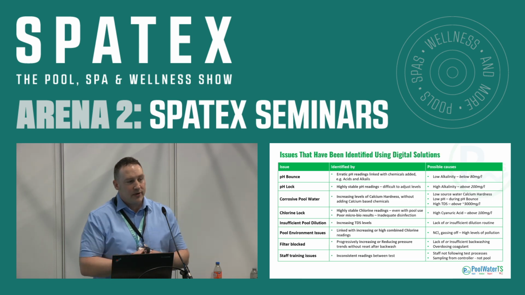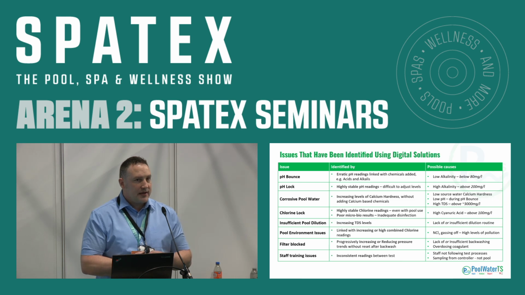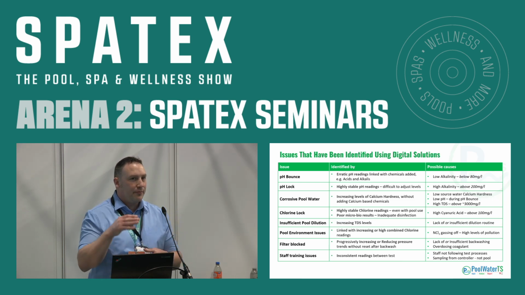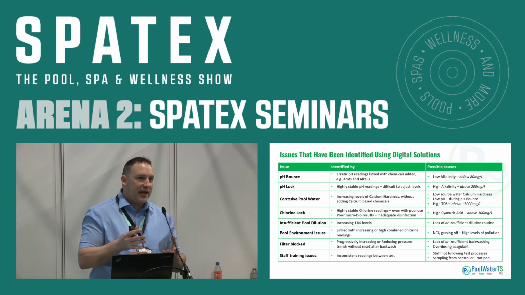Pool water environment issues as well, linked with combined chlorine. There are a lot of people out there that think that because the code of practice says less than 1, they need to keep it roughly around 1. That's not the case. 1 is the maximum you should be having with regards to your combined chlorine. You should keep it as low as possible and at least half the free chlorine.